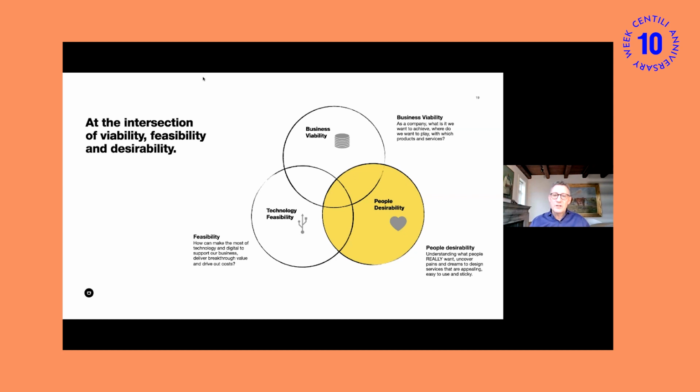And then the other component, or leg, here is, of course, what is feasible. How can technology support my ambitions? So I have an ambition: I want to develop a new mortgage platform. Then I look at the technologies that can deliver that type of mortgage platform digitally in a super nice way, driving out cost, whatnot. And then the third square is really about people desirability. It's understanding what people really want. Many companies are very, very focused on viability and feasibility, but they totally ignore desirability.